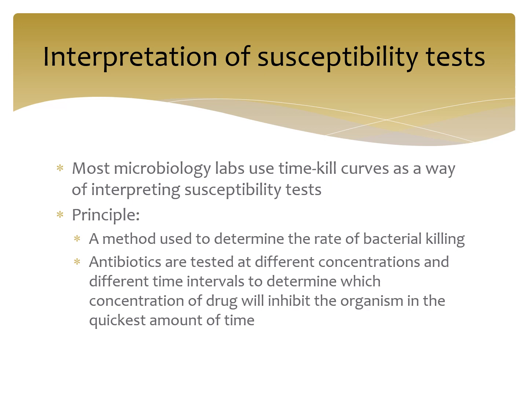So then we have to interpret our susceptibility tests. We might be given some numbers from Kirby-Bauer or microdilution susceptibility. We have to actually interpret whether our infection is either susceptible, intermediate, or resistant to these drugs. Most microbiology labs use what's known as a time-kill curve as a way of interpreting susceptibility tests. This is a method to determine the rate of bacterial killing. It's a method of time and concentration. Antibiotics are tested at different concentrations and different time intervals to determine which concentration of drug is going to inhibit that organism in the quickest amount of time.